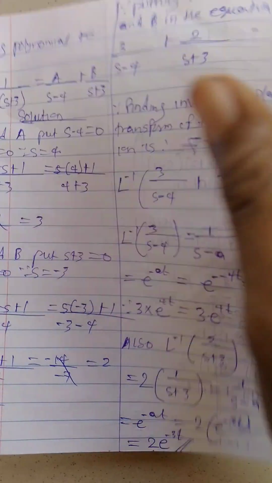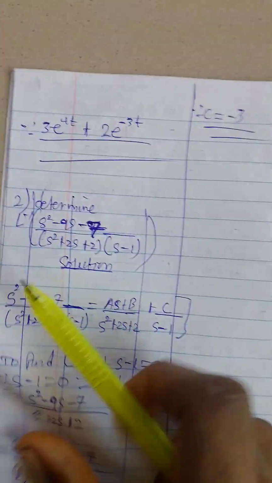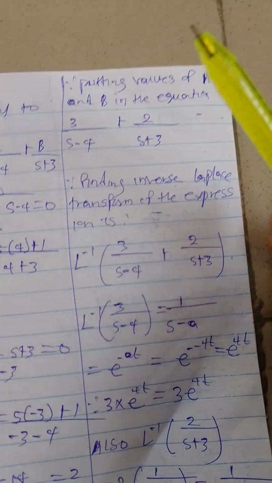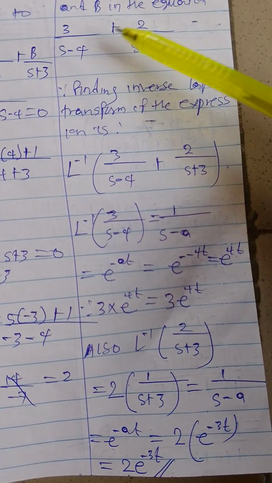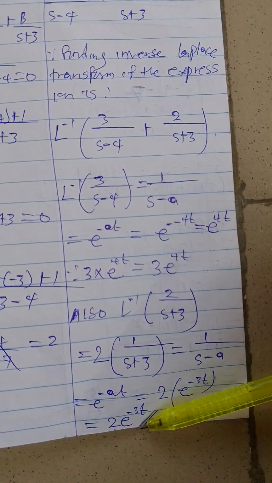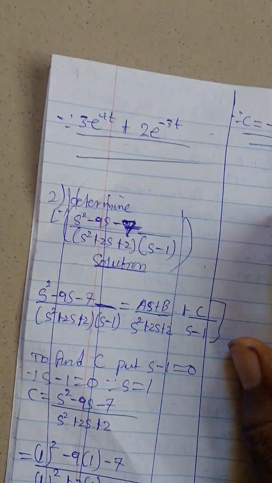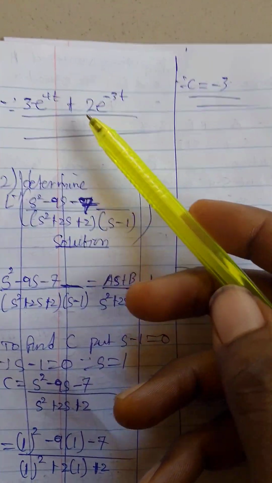Now after doing that, what's our final answer? Remember, it is this plus this. So my answer for this is this, plus my answer for this is this. Okay, this is the final answer.